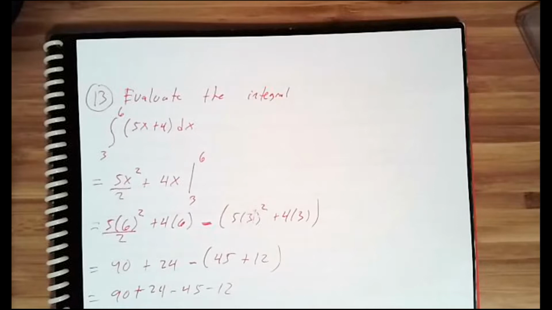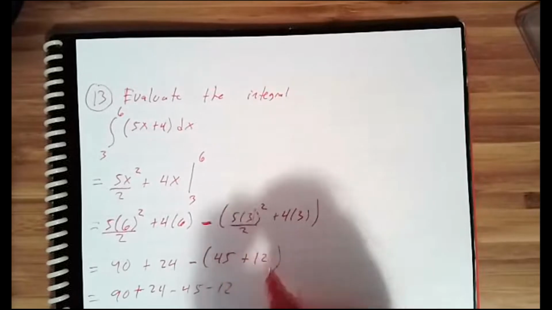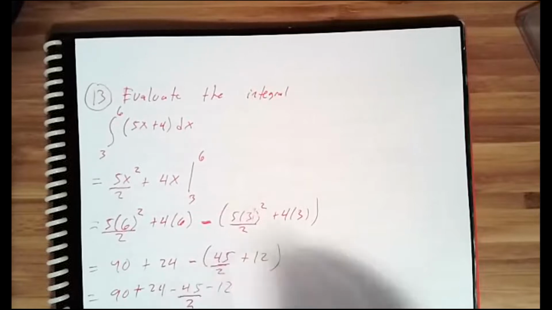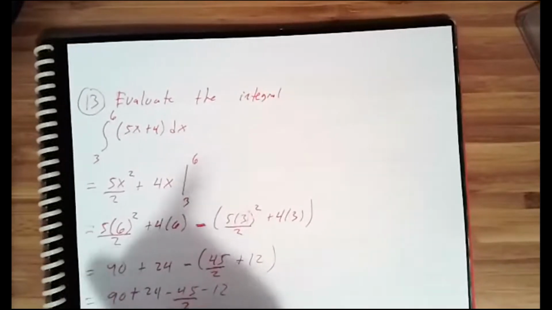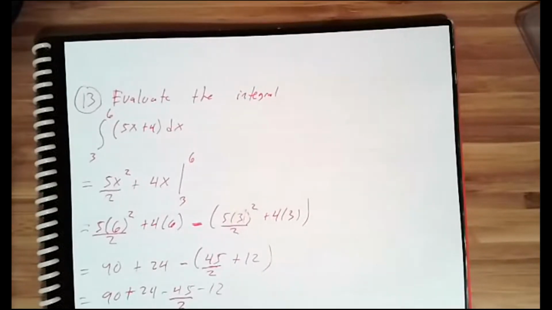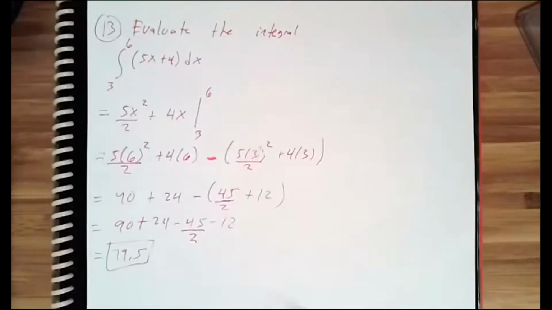Wait a second. I forgot my 2 down here. Son of a biscuit. There we go. So that should be fine. It's just not as pretty, so we're going to get a decimal to punch into our calculator. That should be 79.5. Let's check. 90 plus 24 minus 12 minus 45 over 2. Yeah. Sorry about that.